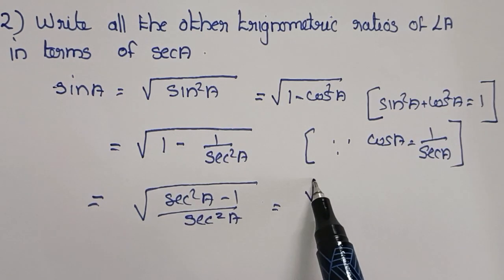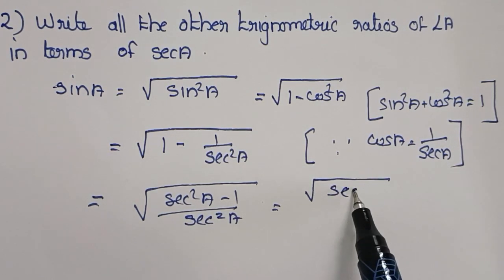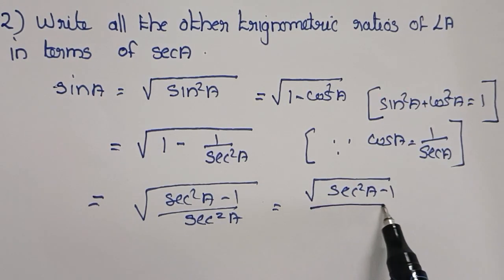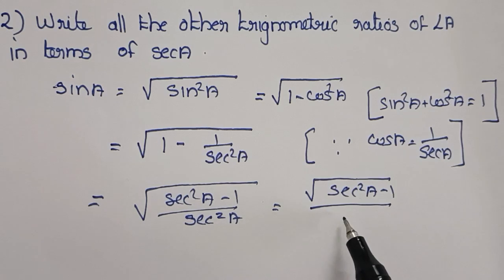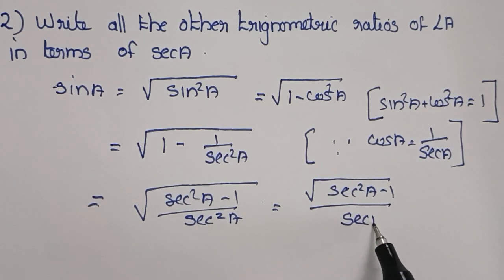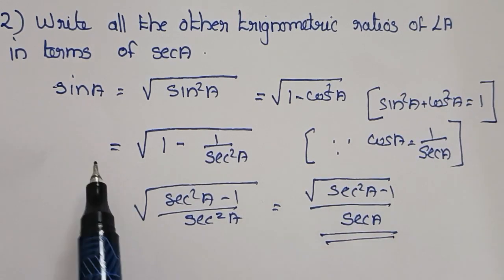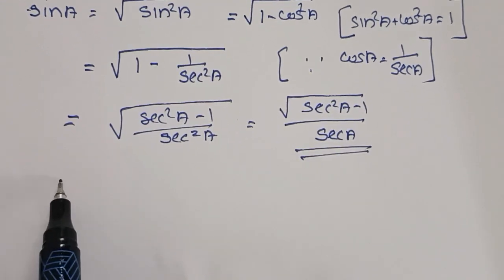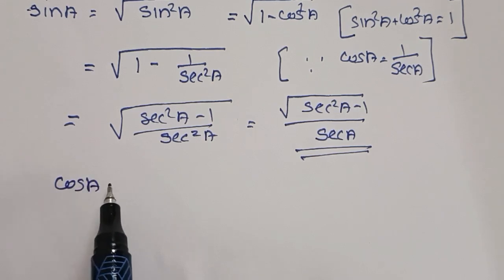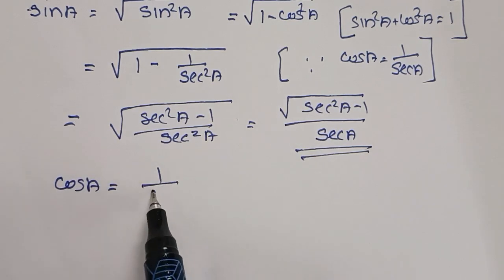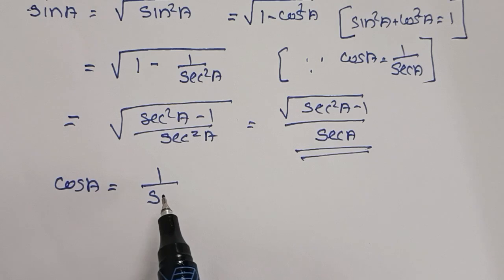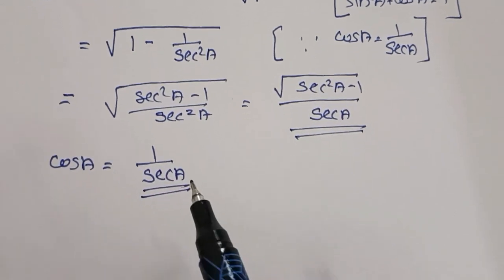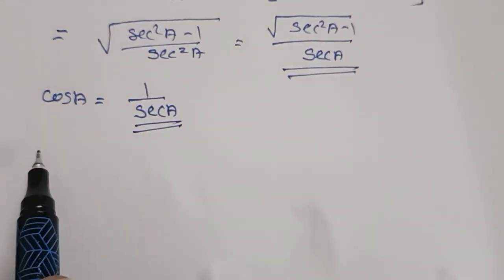That is equal to square root of sec square A minus 1 by the denominator, square root of sec square A, equal to sec A. Okay, this is the first answer, that is sin A in terms of sec A. Next, cos A. Cos is the reciprocal of sec, so we can write cos A equal to 1 by sec A. Second is over. Now third we can write tan A.